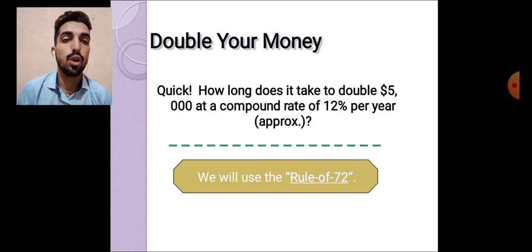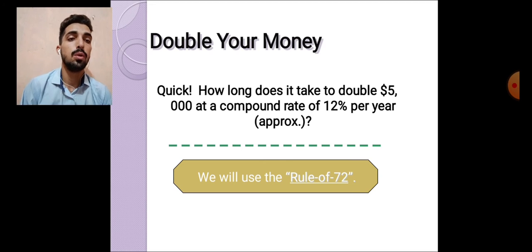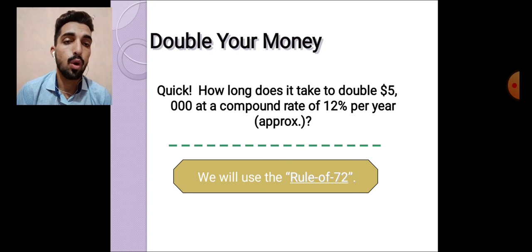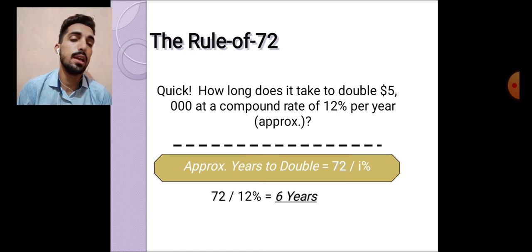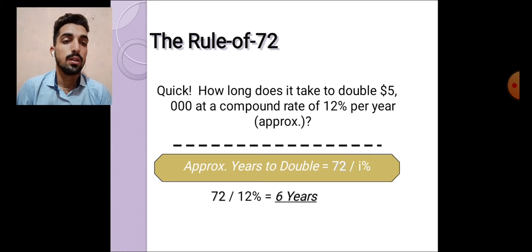Double your money. Quick, how long does it take to double 5,000 at a compound rate of 12% per year, approximately? We will use the rule of 72. Years to double is equal to 72 divided by i percent, which is 72 divided by 12, equal to 6 years.